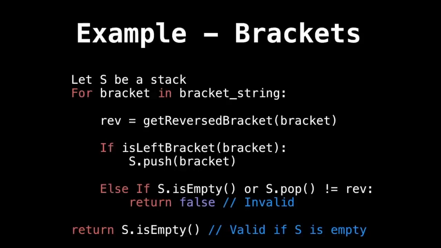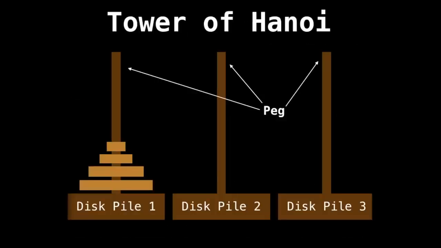Otherwise, we check if the stack is empty or if the element at the top of the stack is not equal to the reversed bracket. If either of those conditions is true, then we return false. Otherwise, we return whether the stack is empty or not. And if it is empty, then we have a valid bracket sequence. Otherwise, we do not.